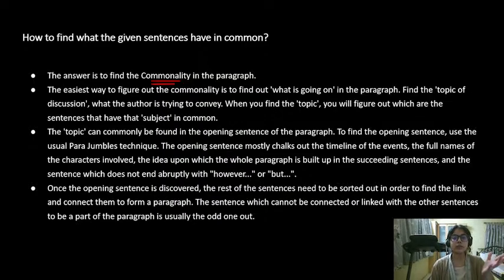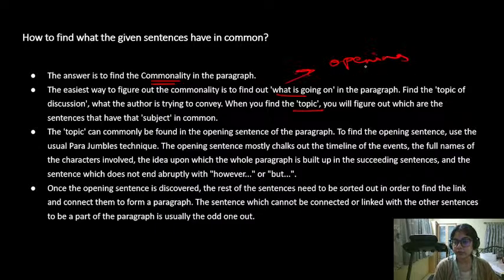So the easiest way to figure out the commonality is to find out what is going on in the paragraph, find the topic of discussion and what the author is trying to convey. When you find the topic, you will figure out which are the sentences that have the subject in common. Okay, more importantly, more than the topic, if you can find the opening sentence, that will be wonderful. ठीक है, ओपनिंग सेंटेंस मिल जाता है तो टॉपिक वहीं होता है, इंट्रोड्यूस किया जाता है टॉपिक को, तो ब्रीफली एक्सप्लेन किया जाता है, तो आपके मेन आइडिया सर्टेन एलिमेंट्स उसी ओपनिंग सेंटेंस में मिल जाएंगे.